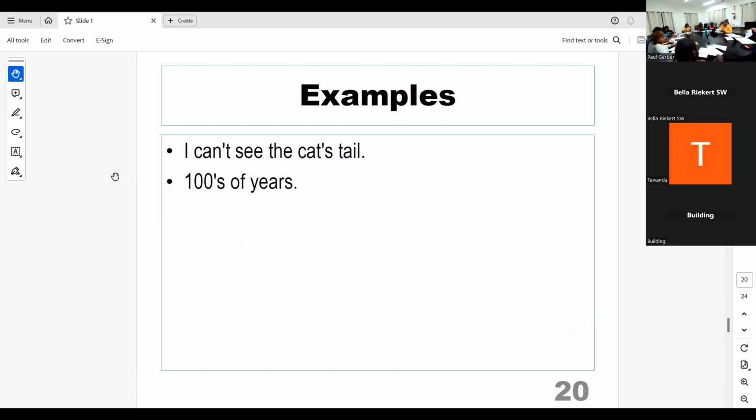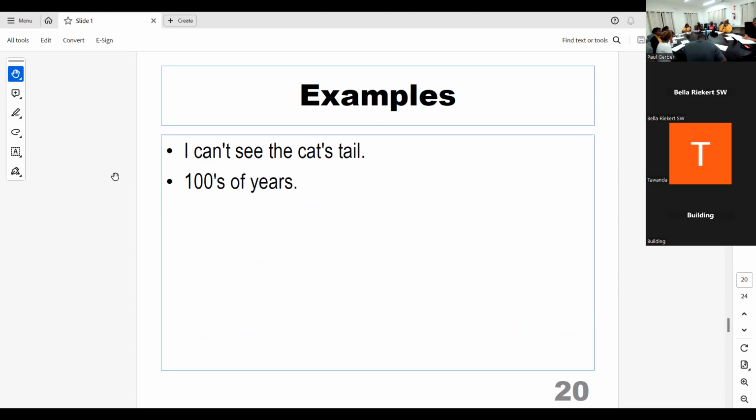Right, so there we have it. Now, I can't see the cat's tail. No? So in that first sentence, we have the one where it's a contraction, and then also the one where it's used for possessive, no? Belongs to the cat, no? The cat's tail. So the first one is I can't, it's basically I cannot see the cat's tail. No? The tail belongs to the cat.